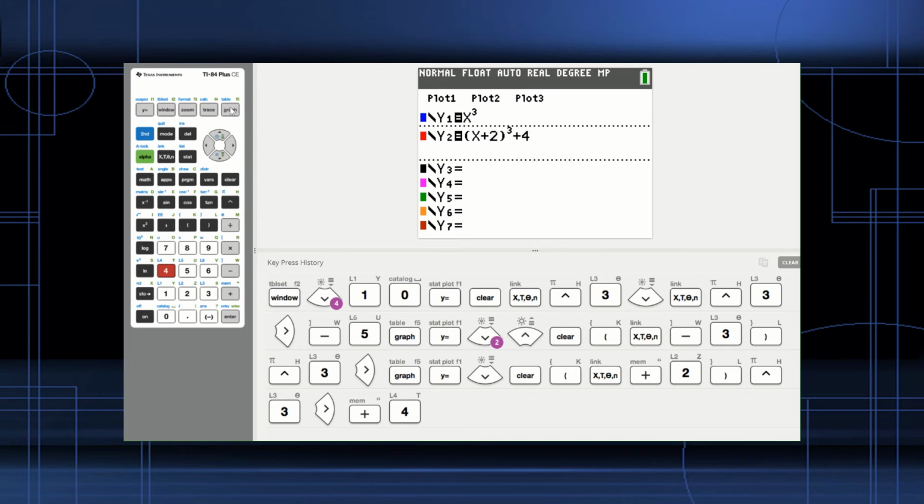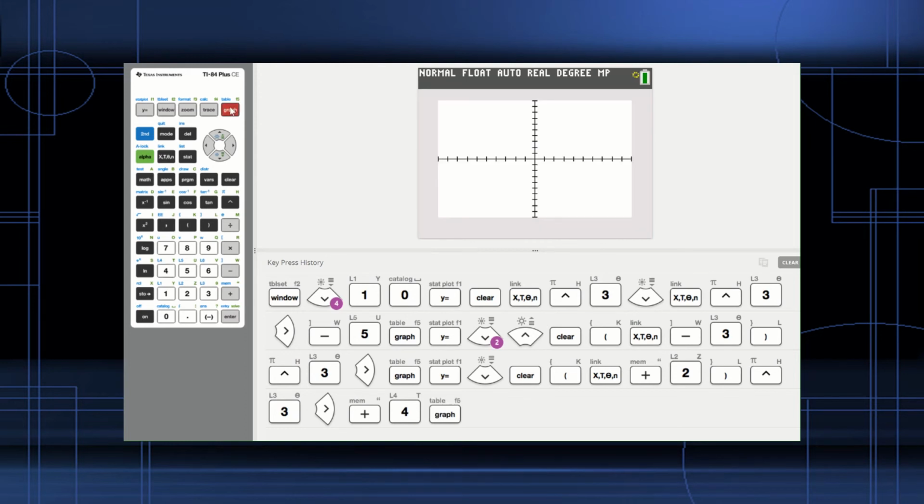Let's take a look at how that looks. And there goes our parent, and there goes our translation. If I look right here, it moved it up 4 units, and it also shifted that little wobble right there that's characteristic of a cubic function. It moved it 2 units to the left.